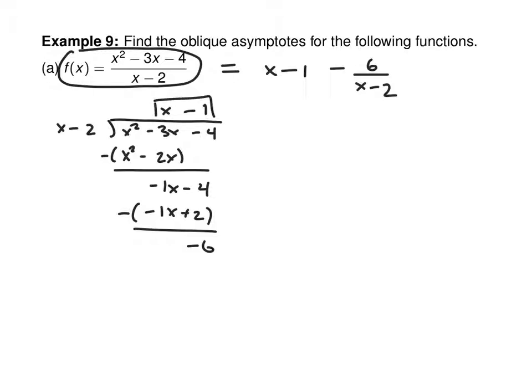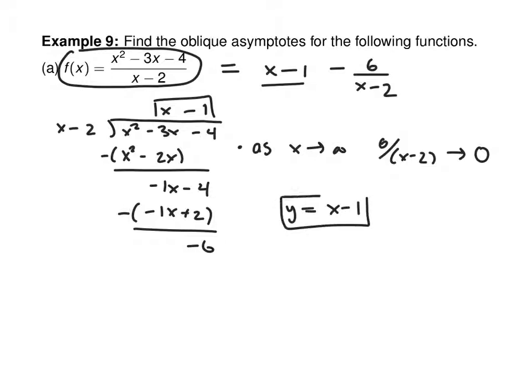This is your quotient, right? And it's remainder over divisor. Now think about what happens as x goes to infinity, let's say. So as x gets big, where does the 6 over x minus 2 approach? 0. So that means when you plug in bigger and bigger numbers, you're getting closer and closer to the x minus 1. X minus 1 is a line, right? So your slant asymptote is y equals x minus 1. So that's the line that you approach.